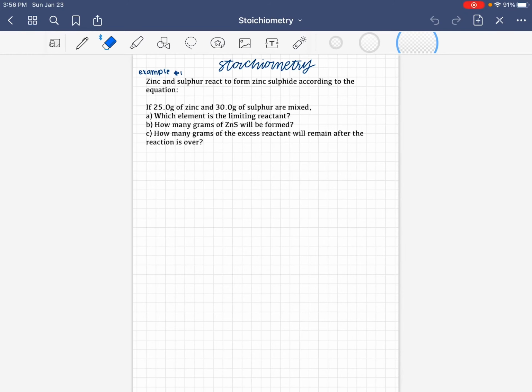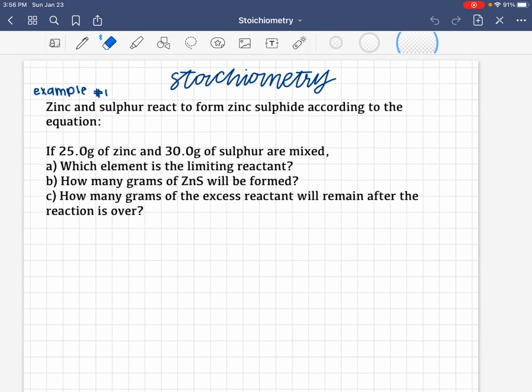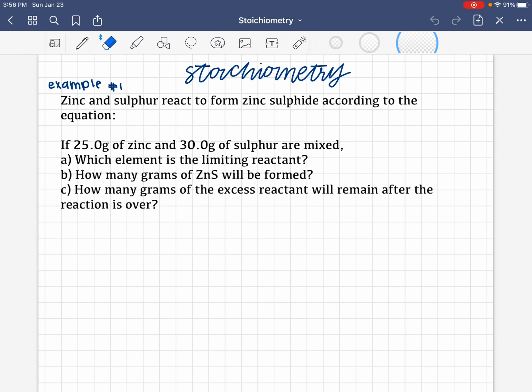Good morning, guys. So we're going to be doing some stoichiometry example problems. We're going to find the chemical equation from the word equation, and we're going to determine the limiting reactant, the excess reactant, and how much of the product is formed. For this first one, zinc and sulfur react to form zinc sulfide according to the equation.